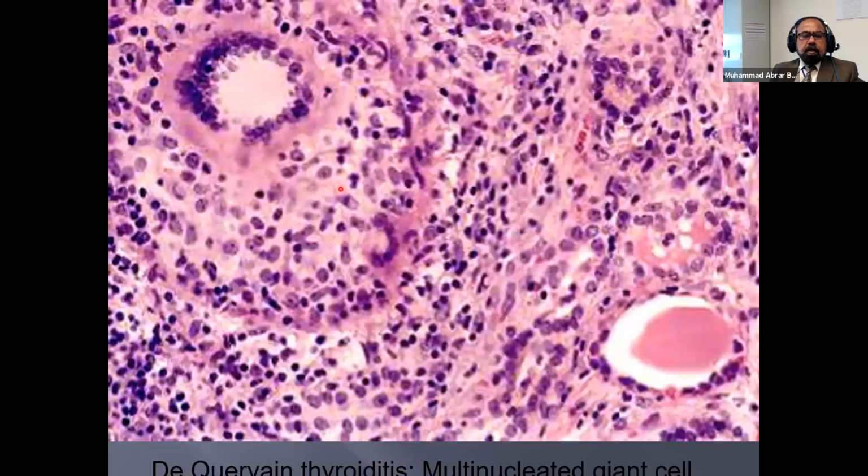So this is how it looks. These are the multinucleated giant cells. This is a thyroid follicle. This is another multinucleated giant cell. And these are all lymphocytes. These are plasma cells. And this is a macrophage. So it's actually a combination of lymphocytes, macrophages, multinucleated giant cells, right? So that's why it is called granulomatous de Quervain thyroiditis.